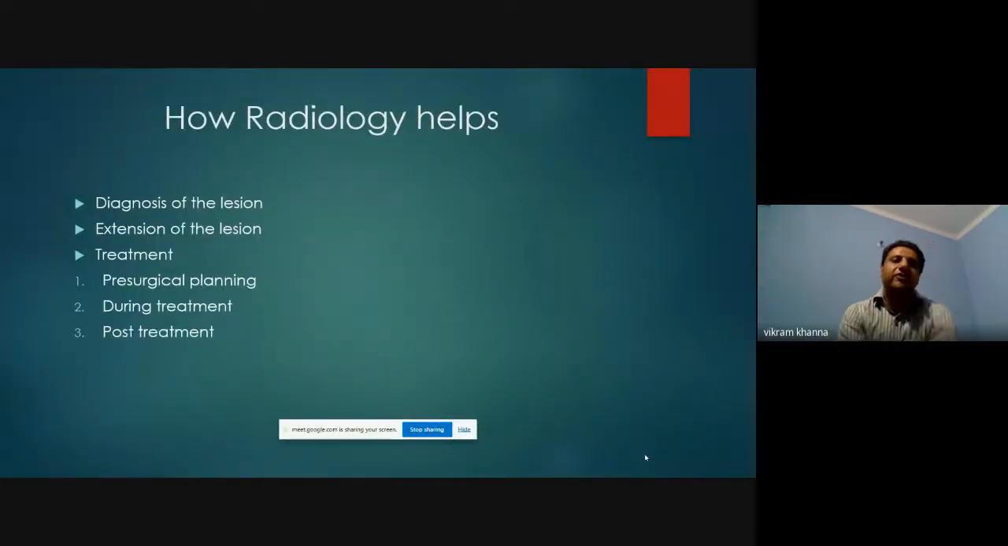So radiology definitely helps in diagnosis of the lesion, whether it is a cyst or a tumor, and it also helps in looking for the extension of the lesion: how much the extension is, what anatomical structures are involved or in the vicinity. While doing a surgery, we have to look for these structures so that the patient does not have any post-operative discomfort.